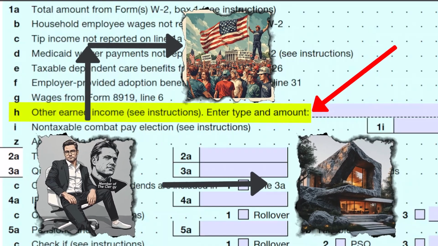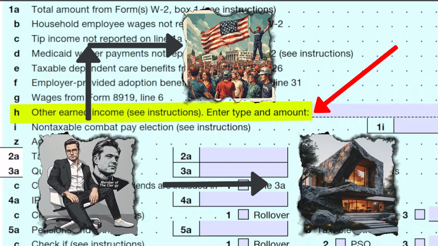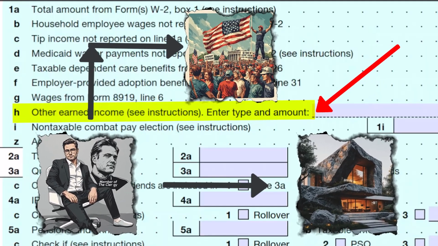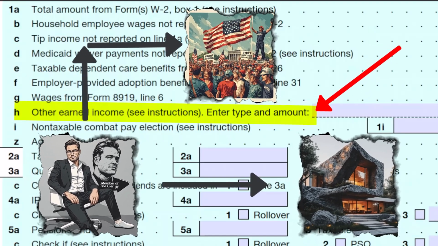You must write the specific type of income and the dollar amount in the space provided. This ensures that unique forms of pay are still factored into your earned income credit eligibility. It provides a transparent way to document professional earnings from non-traditional sources.